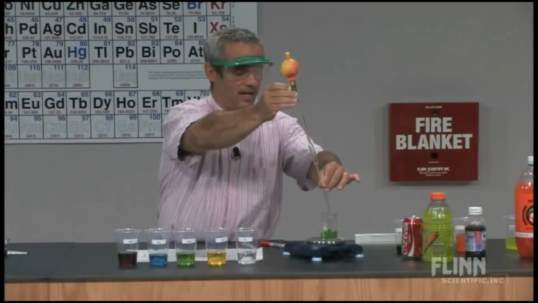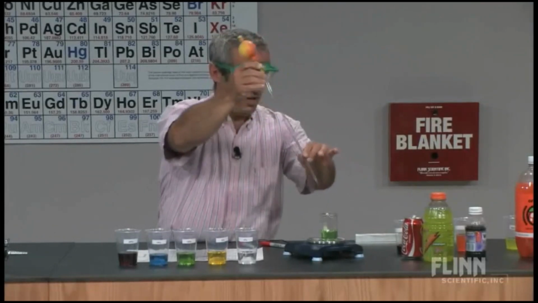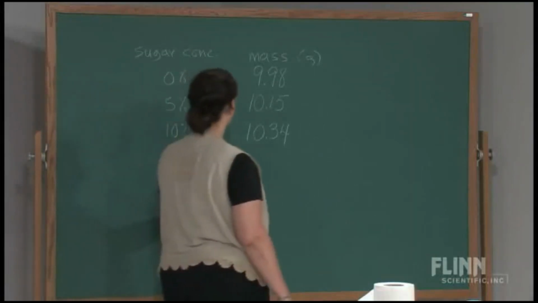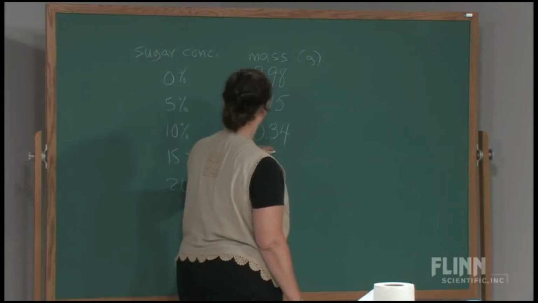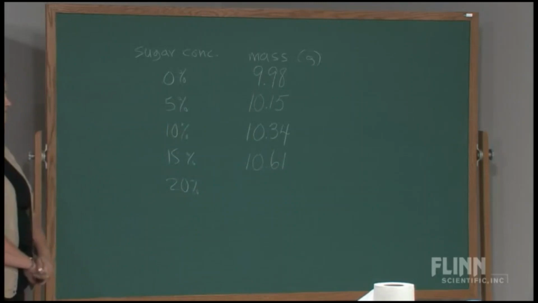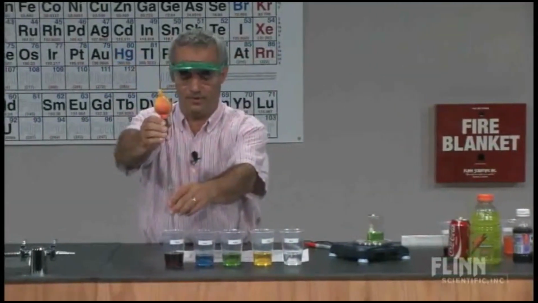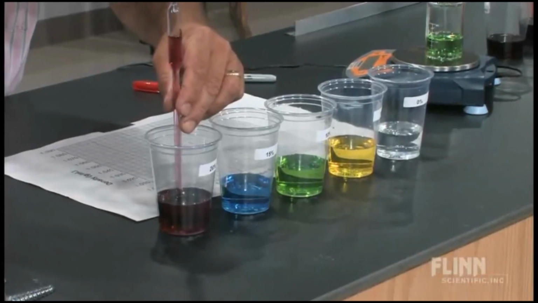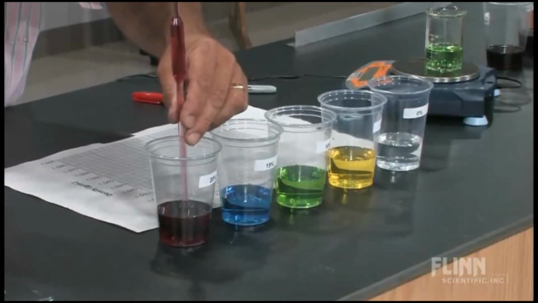Right now the scale is showing 20.94, sorry, 95. So if we subtract out, we get 10.61. Okay, good enough. And I will zero it here so I don't forget. And the last one we'll do here is the 20% sugar water. It gets noticeably more viscous with this high sugar concentration.